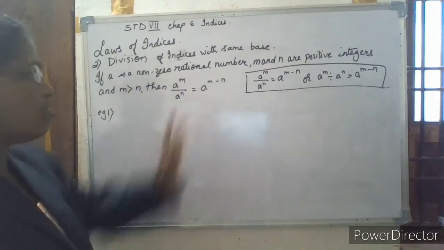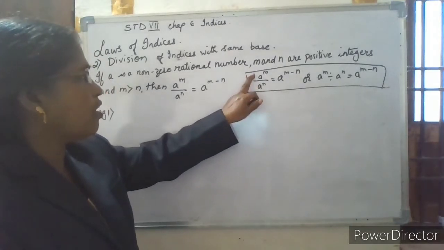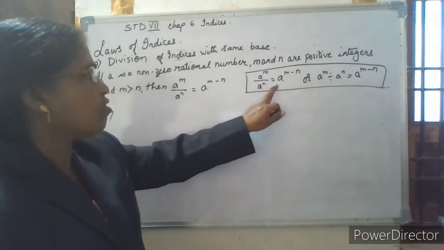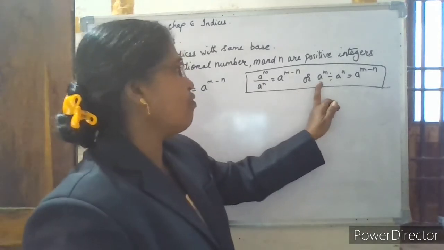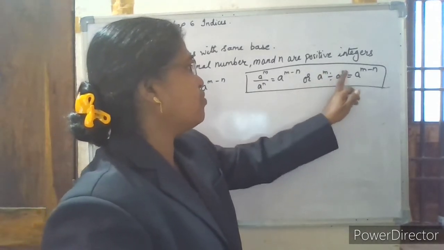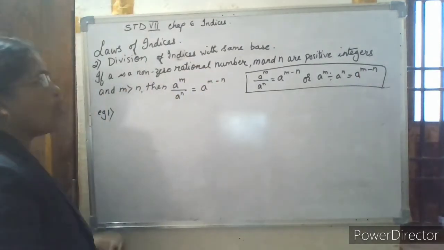We can write this formula in this form: a raised to m upon a raised to n is equal to a raised to m minus n. Or we can write it in this form also: a raised to m divided by a raised to n is equal to a raised to m minus n. This is the formula of division of indices with the same base.